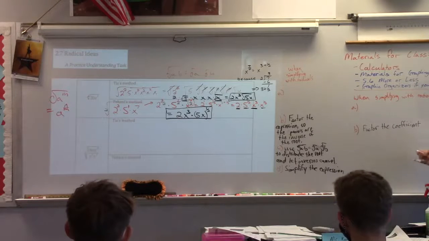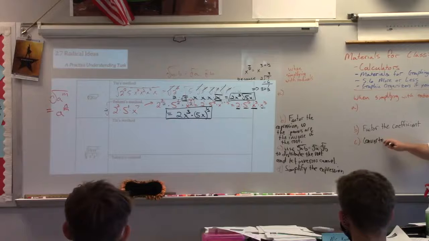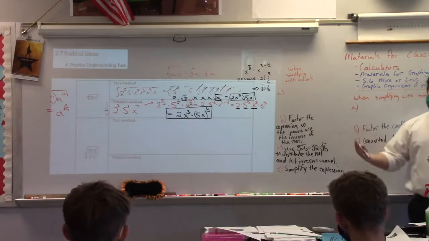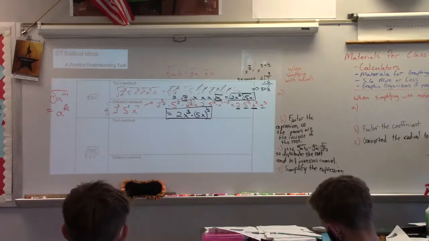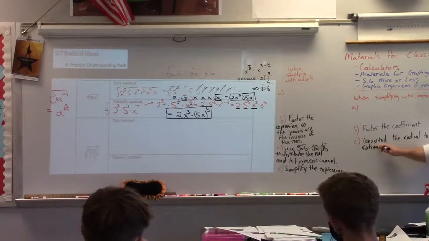Okay. After we factored the coefficient, what did we do? Converted the, well, we converted to an exponent. What did we convert to an exponent? The root. So converted the radical to a rational exponent.